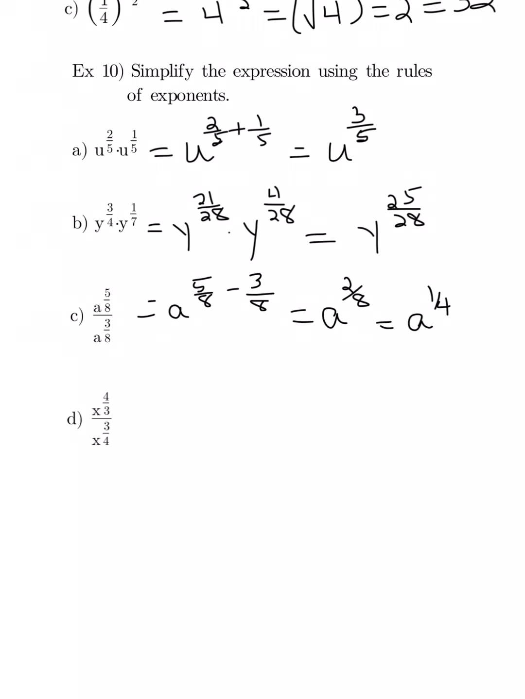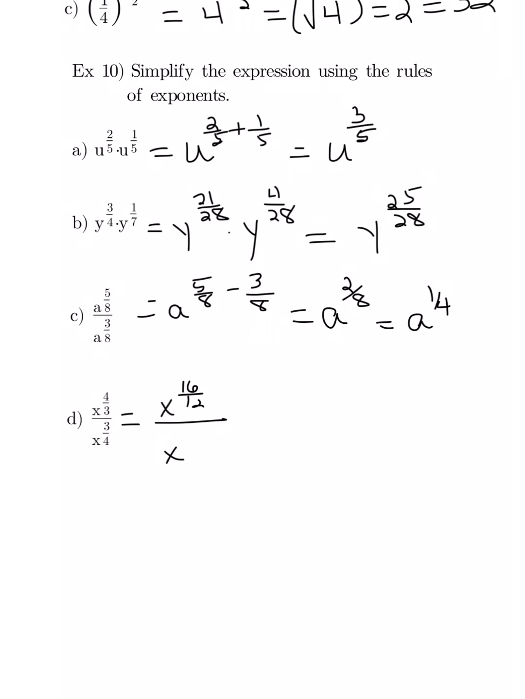When we are doing x to the 4/3 divided by x to the 3/4, we do not have a common denominator. First thing we have to do is find a common denominator, and the common denominator for 3 and 4 is 12. That means that the power on the top needs to be multiplied by 4, top and bottom. So it will become x to the 16 over 12. For the power in the denominator, to make that into a 12, we need to take it times 3.